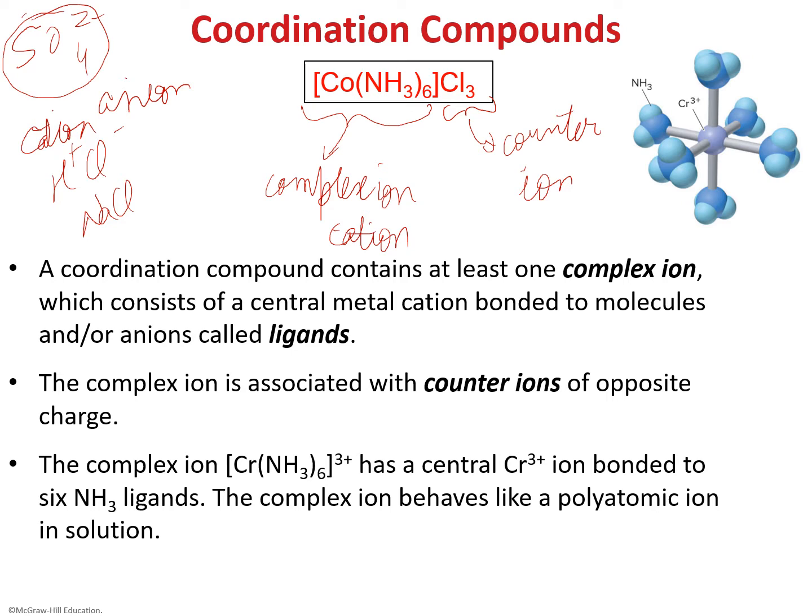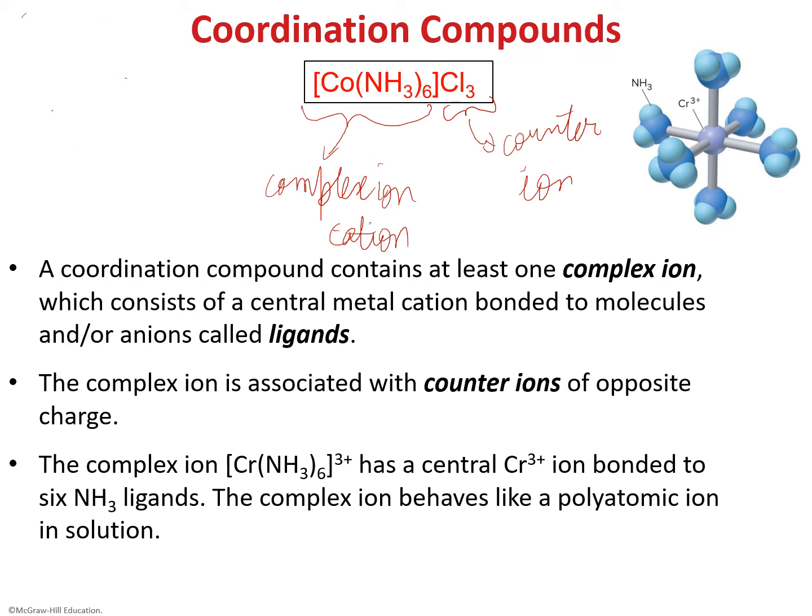Now this is about where we're talking about the complex ion in a coordination compound. Now let's further break this complex ion down. So what we have here is the chloride ion. You should know how you name Cl minus. That is a chloride ion. This is a counter ion, and this is a complex ion.